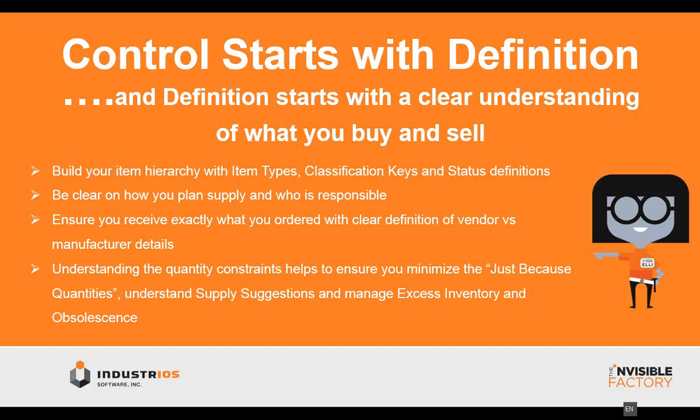Do we have a need to be clear on our vendor requirements versus manufacturer details? How are we going to know we received what we should? And what about quantity constraints? How can we minimize the just-because quantities and ensure that our suggestions help us manage and minimize any excess, inventory, and obsolescence? So let's explore how Industrios is going to help us with this definition setting.